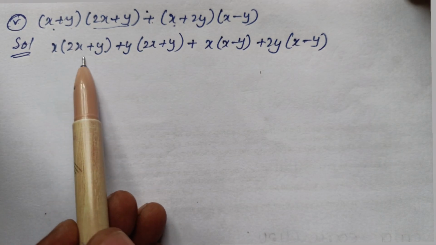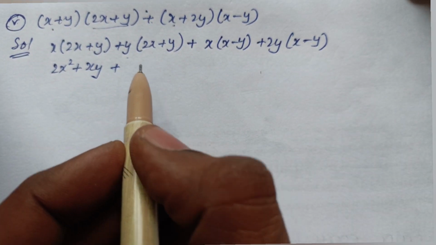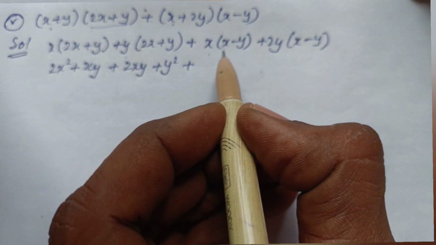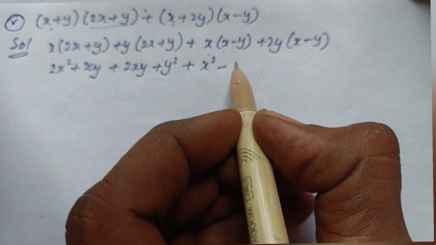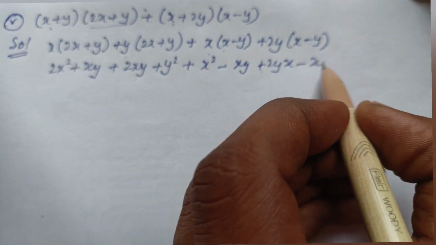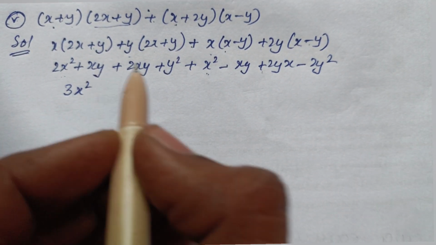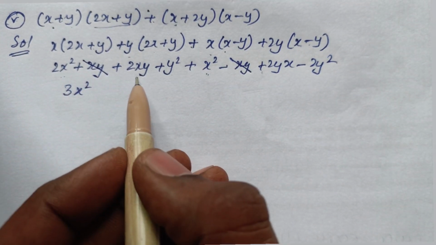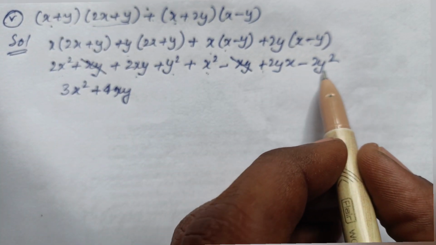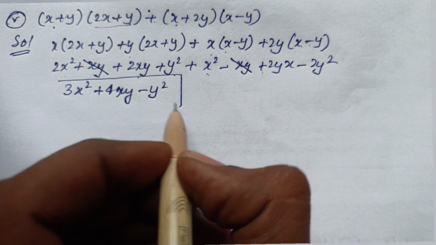Now x into 2x is 2x square, plus as it is, x into y is xy, plus as it is, y into 2x is 2xy, plus as it is, y into y is y square, plus as it is, x into x is x square, plus into minus is minus, x into y is xy, plus 2y into x is 2xy, plus into minus is minus 2y square. 2x square, there is an x square here, like terms, that is 3x square. xy minus xy, both get cancelled. 2xy plus 2xy, so plus 4xy. y square minus 2y square, that is minus y square. Final answer.